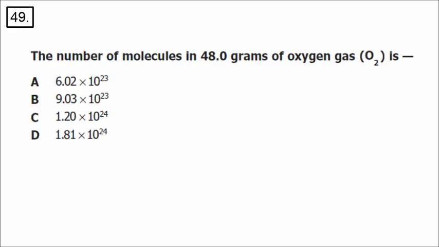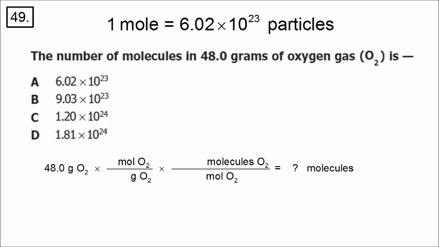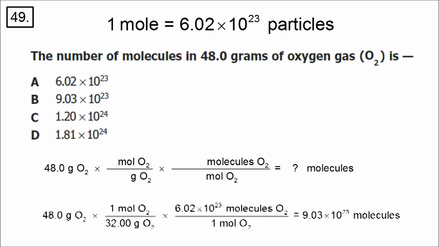Number 49. We're going to start with 48 grams of O2. First, we're going to use the periodic table to go from grams to moles. And then we're going to go from moles to molecules. Remember that Avogadro's number is 6.02 times 10 to the 23rd particles in 1 mole. So on the periodic table, 1 mole of oxygen, O2, weighs 32 grams. We multiply by Avogadro's number. So it's 48 divided by 32 times 6.02 times 10 to the 23rd. Correct answer is B, 9.03 times 10 to the 23rd.